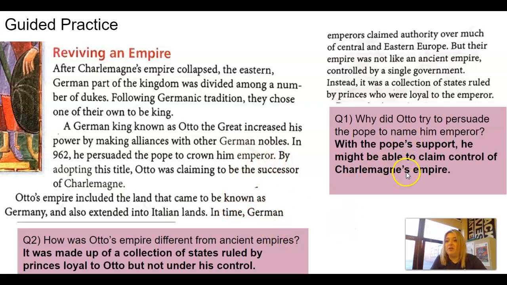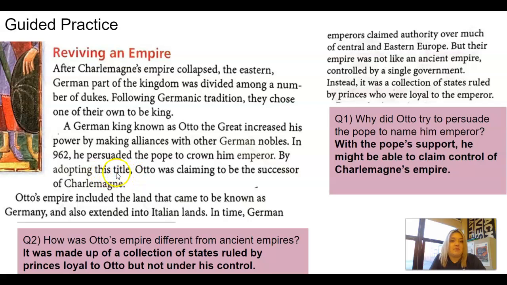All right, so number 1, why did Otto try to persuade the Pope to name him emperor? With the Pope's support, he might be able to claim control of Charlemagne's empire. So Otto was claiming here, you can see and you can infer this. This is an inference question, so it's not explicitly in the text, but you can take this away from it.